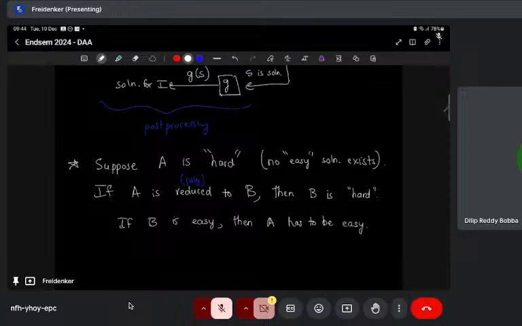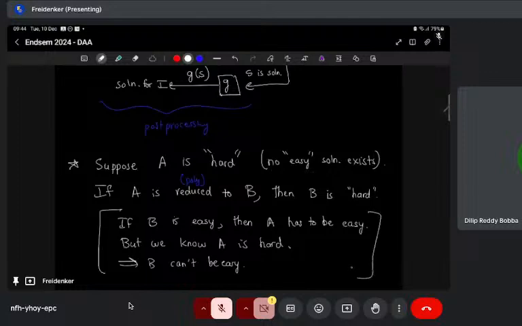But we know that A is supposed to be hard from the supposition. But we know that A is hard. So that would mean B can't be easy. And if B can't be easy, what did we say? If there is no easy solution, it means it has to be hard. So if we know A is hard, there is no way in which you can reduce that problem to an easy problem. So B can't be easy in that case.